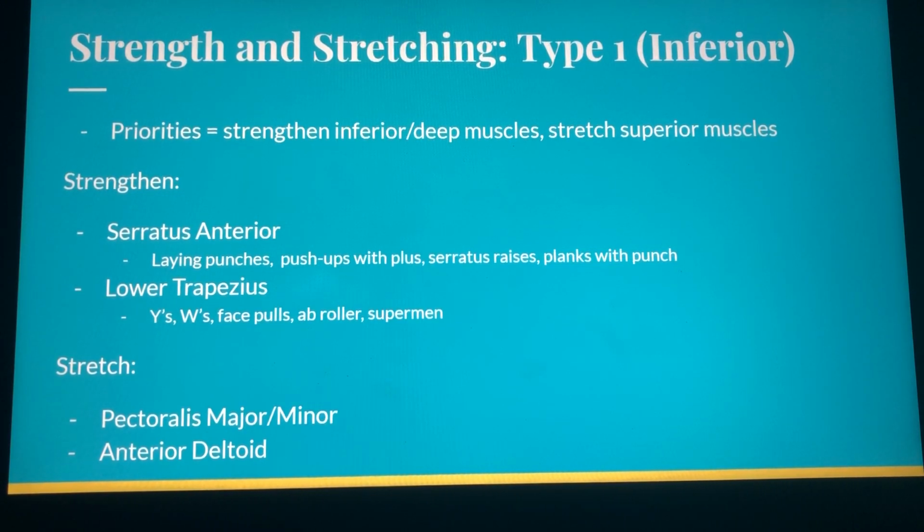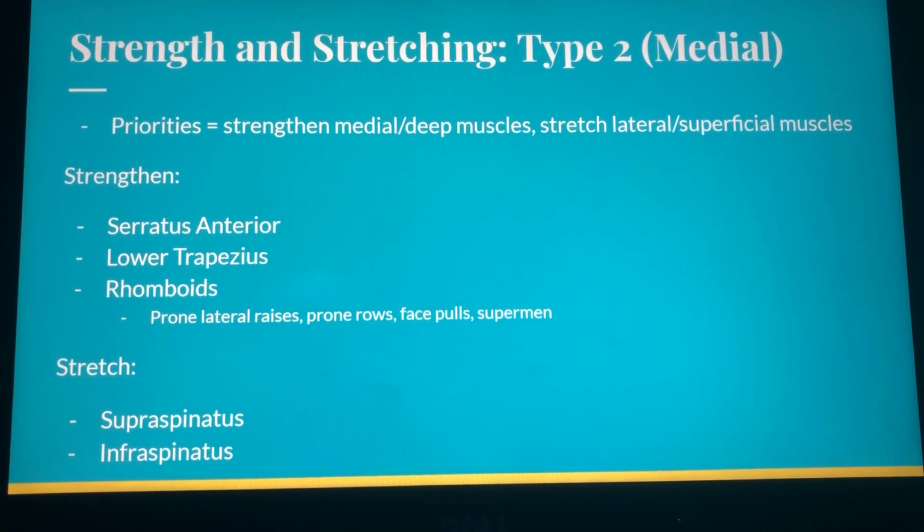When it comes to stretching for type 1, you want to focus on the pec major and minor and the anterior deltoid, and releasing any tension in that area and hopefully lengthening the muscles. Type 2 dyskinesis is the medial and inferior border prominence.